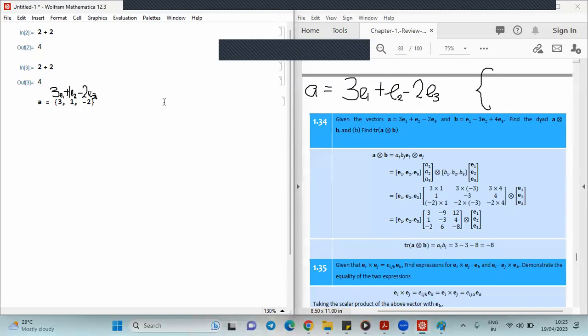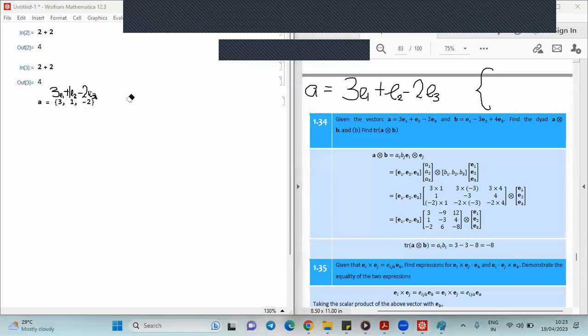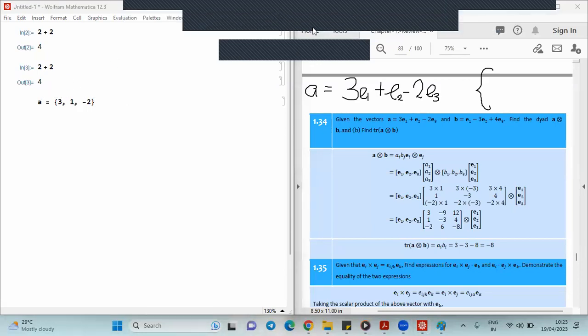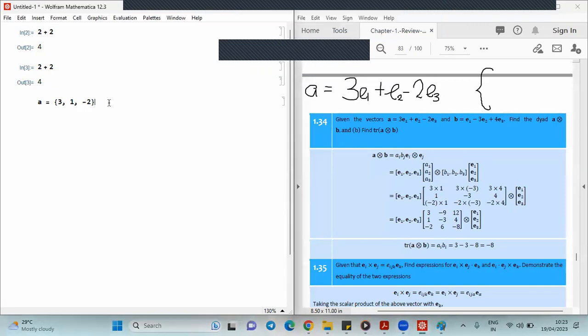To define B, we use the same method. We look for the coefficients of the unit vectors and we put them inside curly braces to be able to define them as vectors to Mathematica. So we are going to say semicolon. I'm putting the semicolon here. Why? Because if I do not put it, Mathematica is still going to print this vector A for me. I'm not looking for vector.